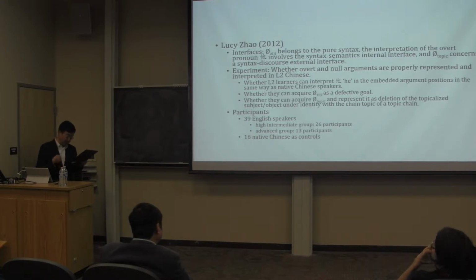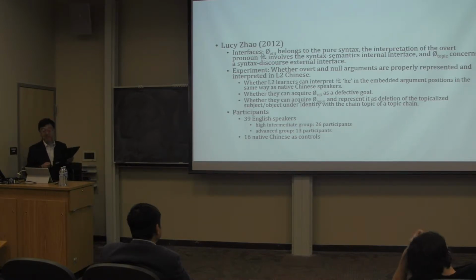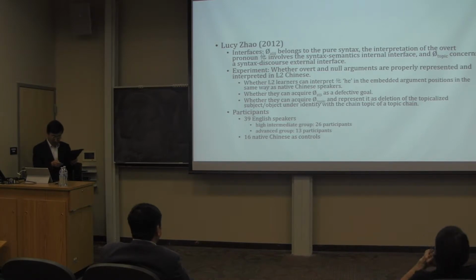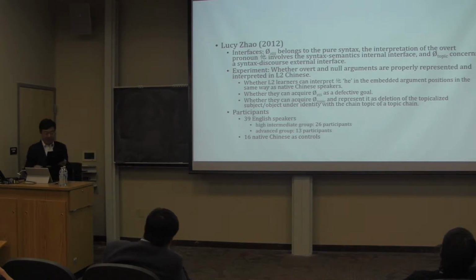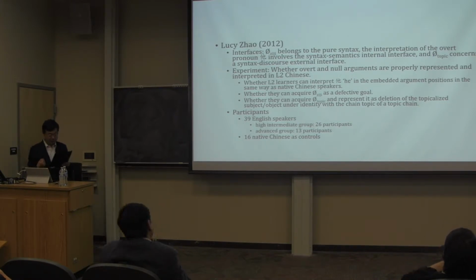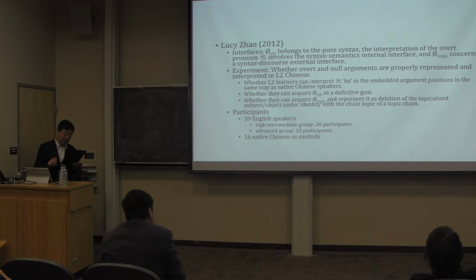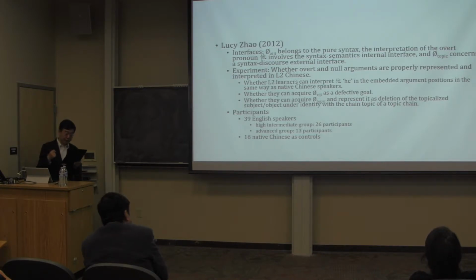She did an experiment to examine whether overt and null arguments are properly represented and interpreted in Alto Chinese. The question can be broken down into three specific questions. The first is whether Alto learners can interpret 他 in the embedded argument positions in the same way as native Chinese speakers. The second question is whether they can acquire empty 自己 as a defective goal. And the third question is whether they can acquire empty topic and represent it as deletion of the topicalized subject, object, and identity with the chain topic of a topic chain.